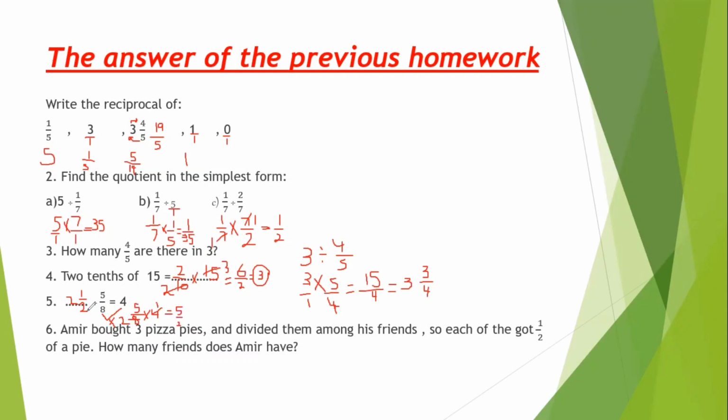Number 6, Amir bought 3 pizza pies and divided them among his friends. Each of them got half of a pie. How many friends does Amir have? So he shared 3 by half. Keep, change, and flip. So there are 6 friends.